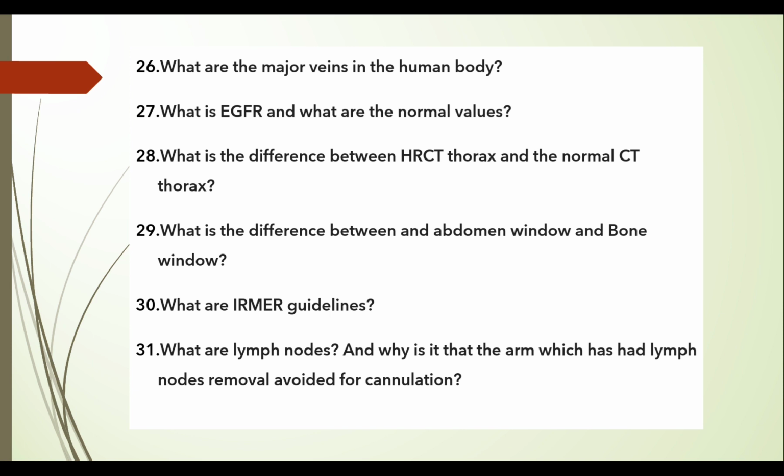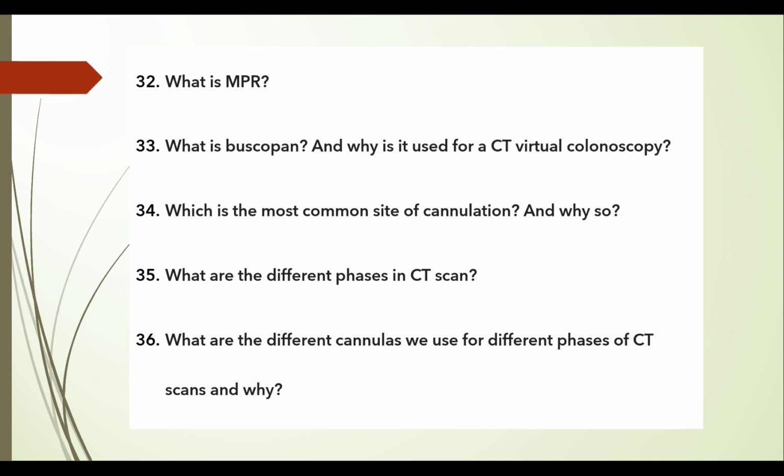And why is it that the arm which has had lymph nodes removal avoided for cannulation? What is MPR? What is buscopan? And why is it used for a CT virtual colonoscopy? Which is the most common site of cannulation?